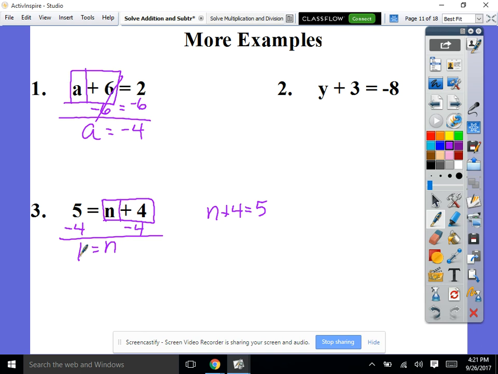I forgot to check this top one, so let's see. -4 plus 6 equals 2. All right, and finally, we want to get the y by itself, so we have to do the opposite of plus 3, which means subtract 3. Put equals there. So we have y equals -8 minus 3 is -11. And if we plug that back in, -11 plus 3 equals -8. So you may have to pause the video and write those down.